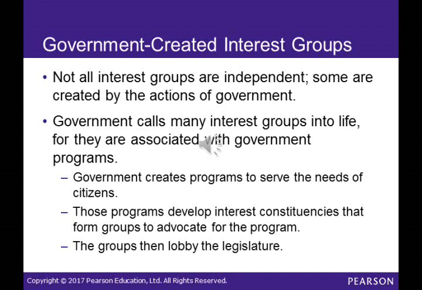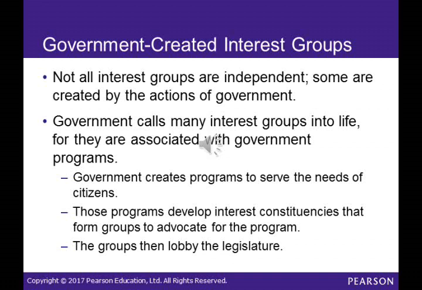What is government-created interest groups all about? Well, this means some interest groups are created by the actions of government. How come? How to explain this? The government initiates a program or introduces a program like, for example, a health insurance program.